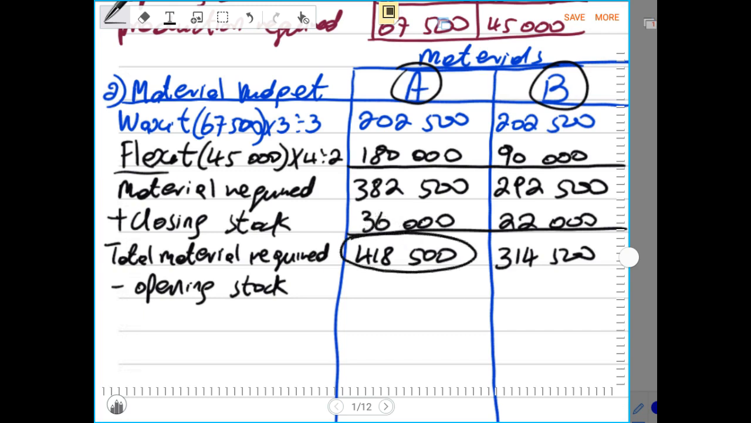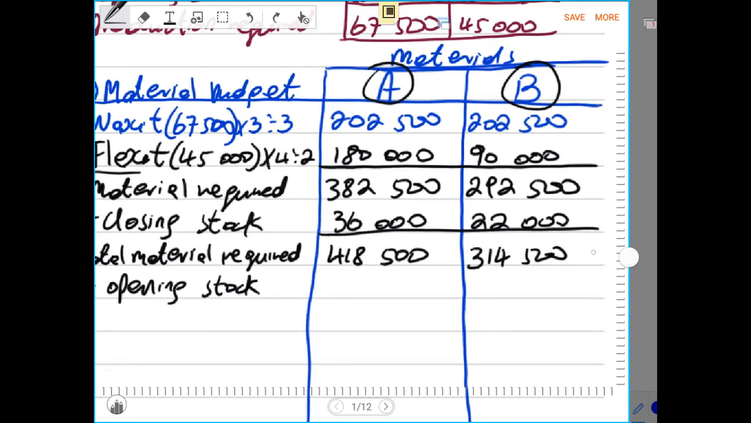The 418,500 is the material that we need in order to produce the 67,500 units and the 45,000 units. But we already have opening material that was bought in the previous accounting period. So we just need to subtract our opening stock as usual. When it comes to budgets, opening stock always gets deducted.